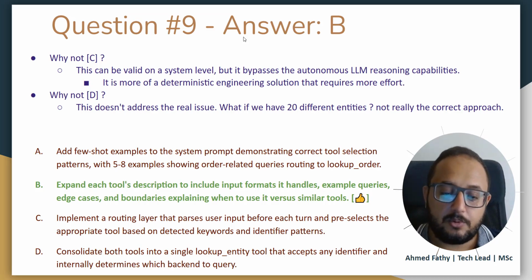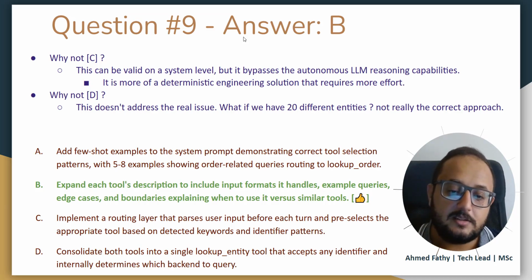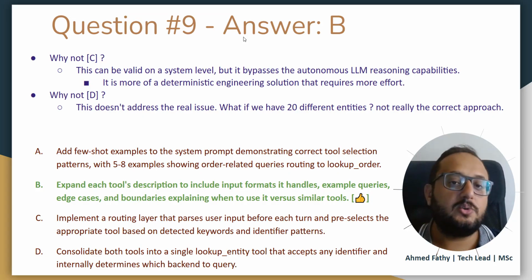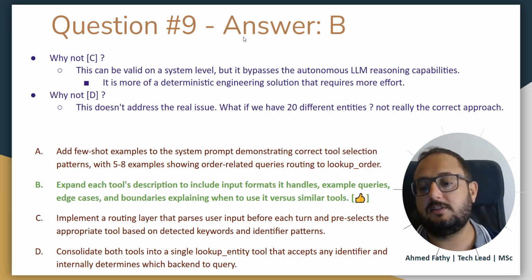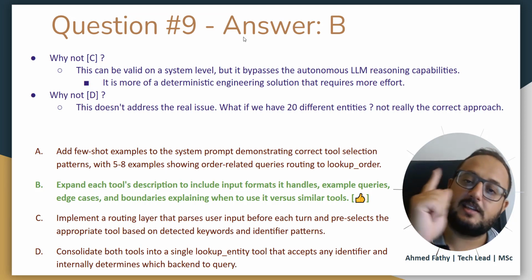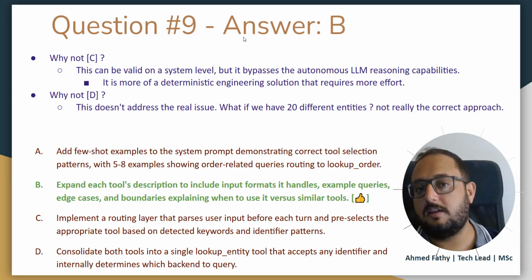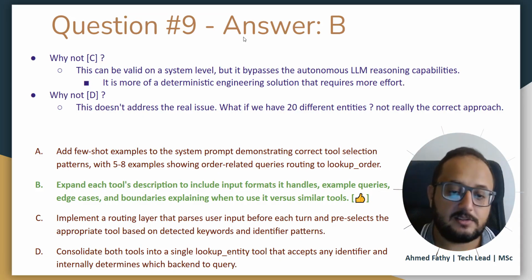So consolidate both tools into a single lookup entity tool. I don't think this really addresses the real issue here. The real issue is the descriptions are short. And what if we have 20 different entities? So, I mean, would we create a single function that handles 20 different entities? This doesn't look like the correct approach. So the answer is B.